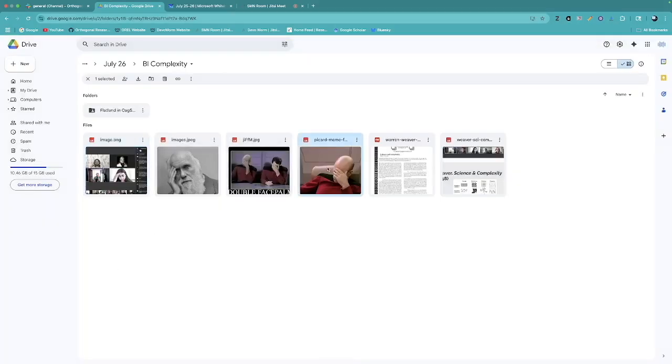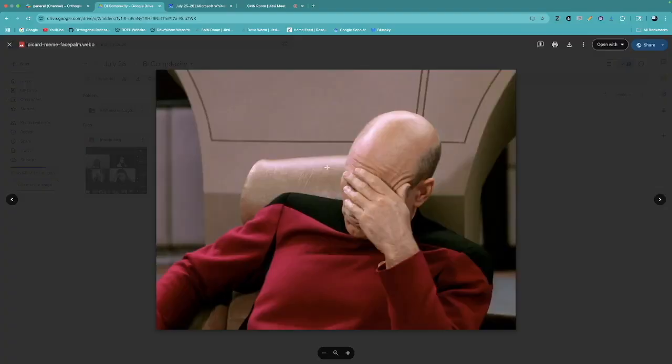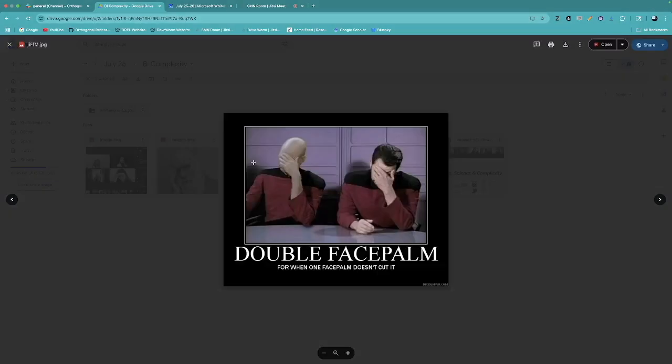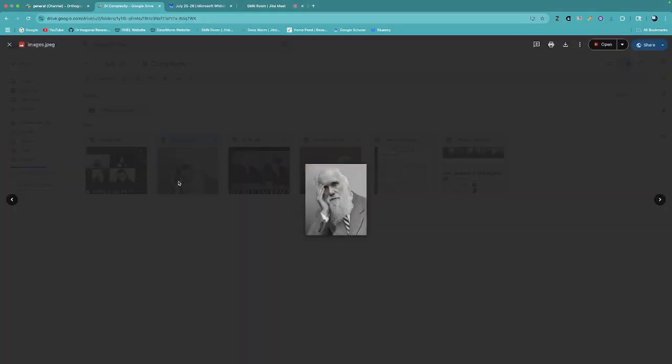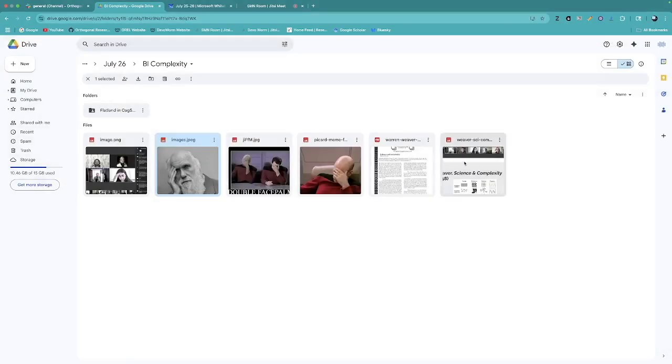And then I like the great facepalms theme. There's Picard doing a facepalm. There's the great double facepalm of Picard and Riker. And then, of course, Darwin giving a facepalm. So it's a very common thing.